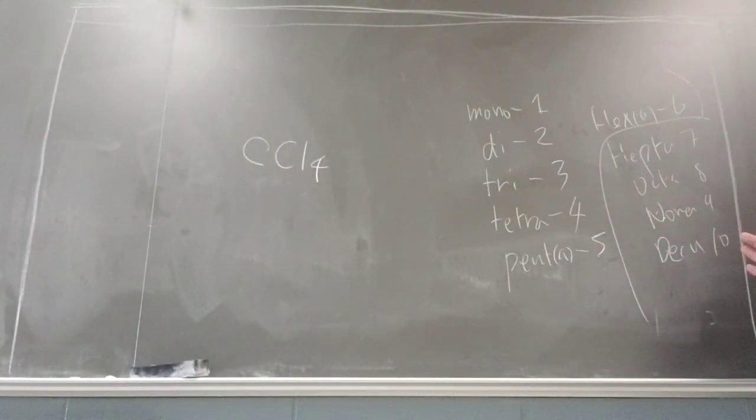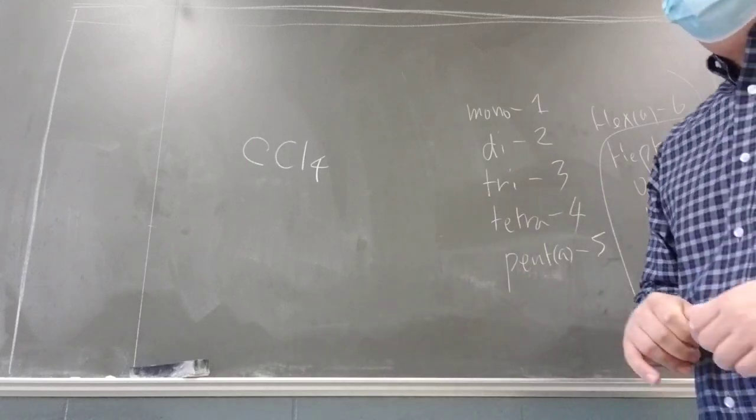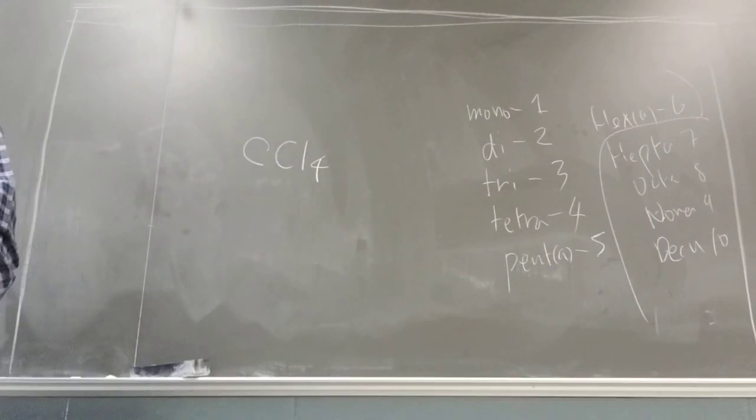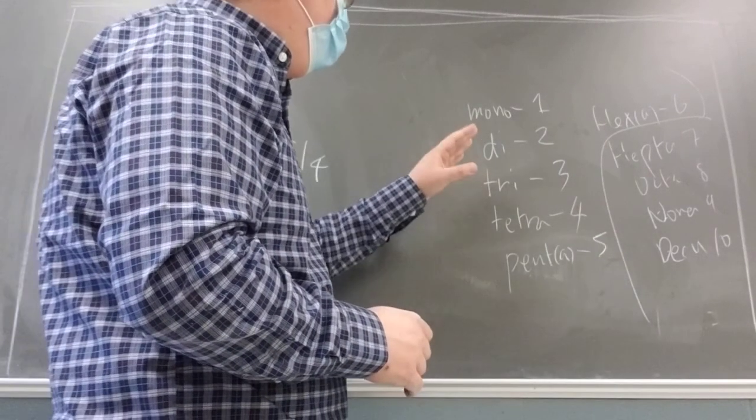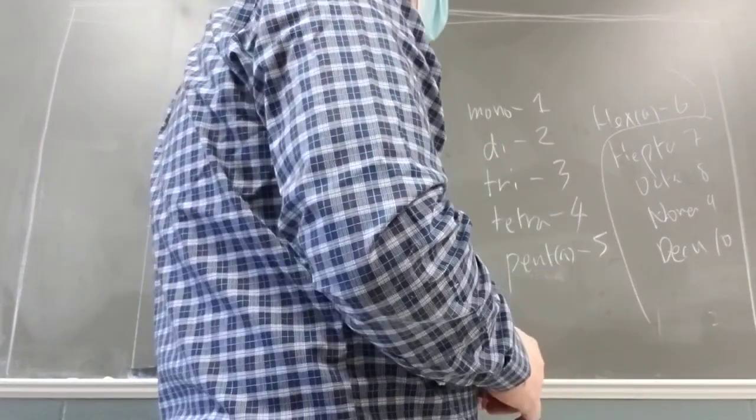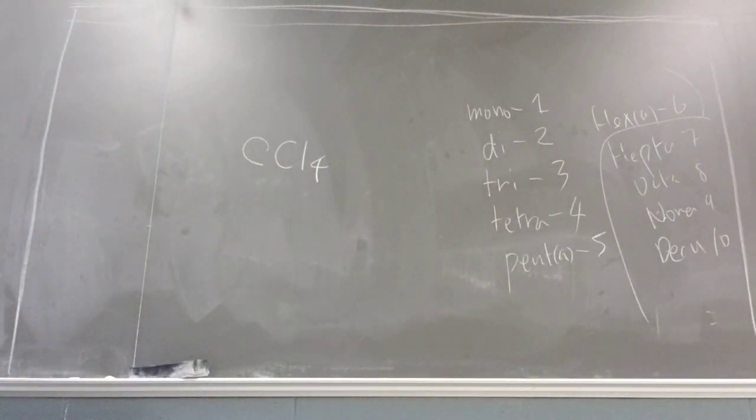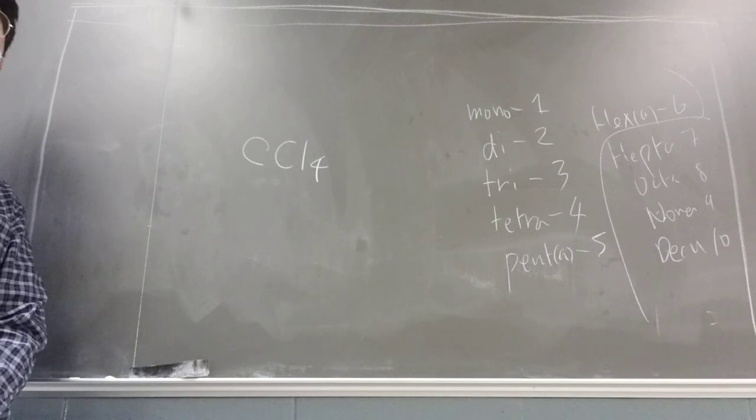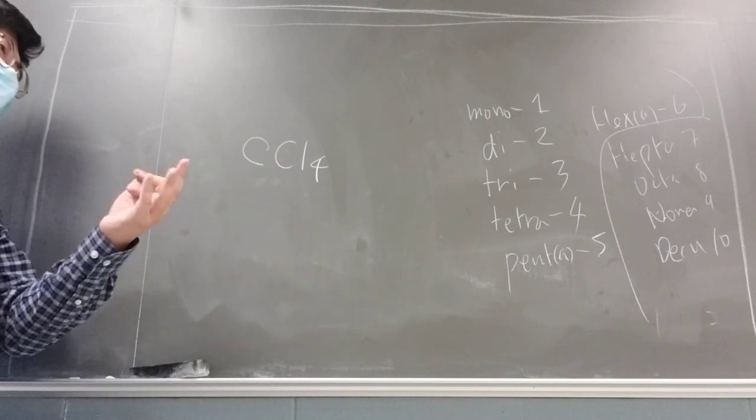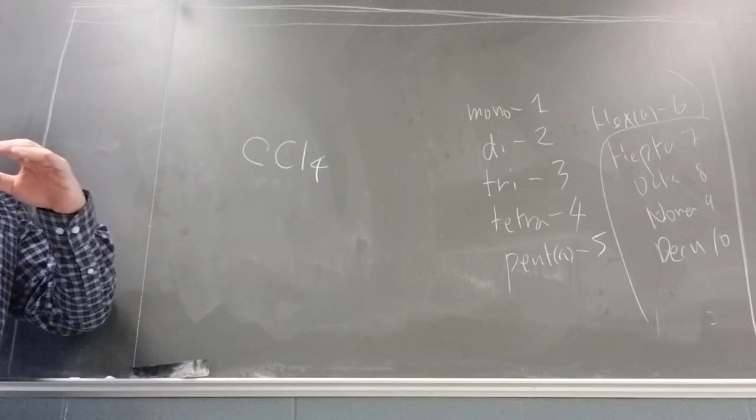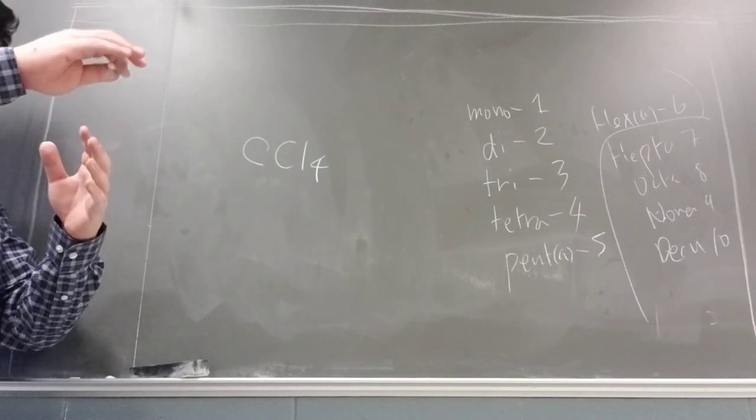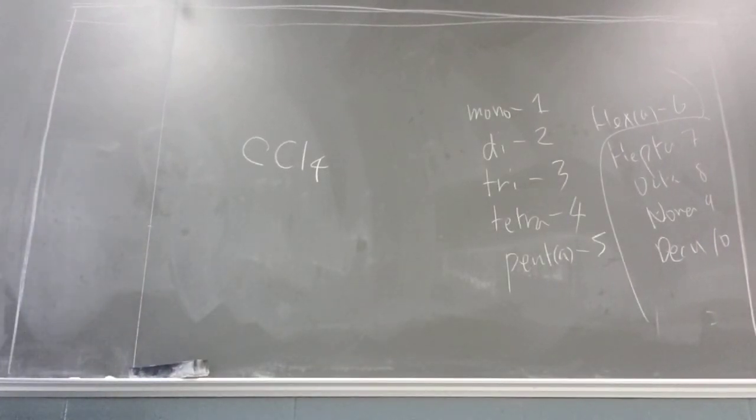Yeah, this one is quite important. I think you might have to memorize this one. It's mono, di, tri, tetra, penta, hexa, hepta, octa, nona, deca. Up to 10 is enough. If you have more than 10, there are names like undecane, dodecane, icosane, tricosane, tetracosane, but you don't have to know those. But up to 10, it would be really useful if you just remember.